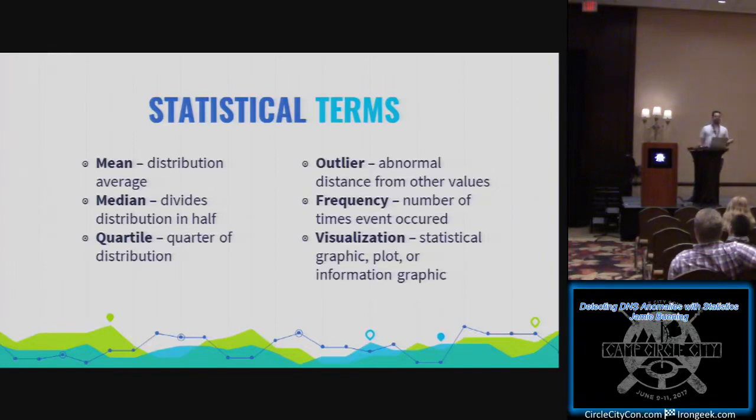Terms, you've probably heard of these: mean, median. Those are both terms that describe the middle of a data set in different ways. We've got a quartile, which is just 25% of a group of observations or data. And then outlier would obviously be something abnormal, right? That's what we're looking for. Frequency being a number of times something happened, right?